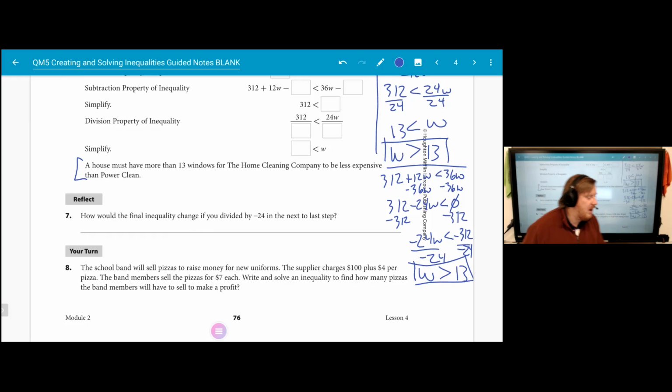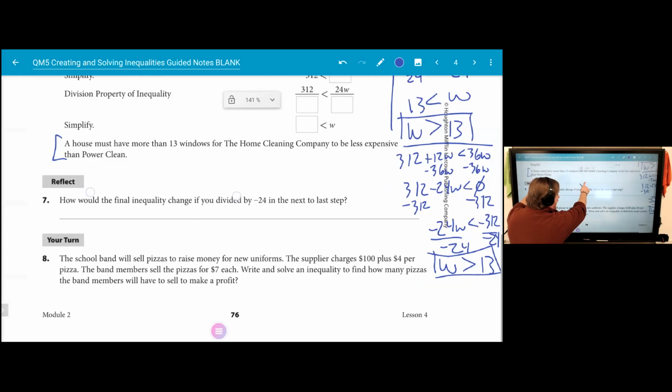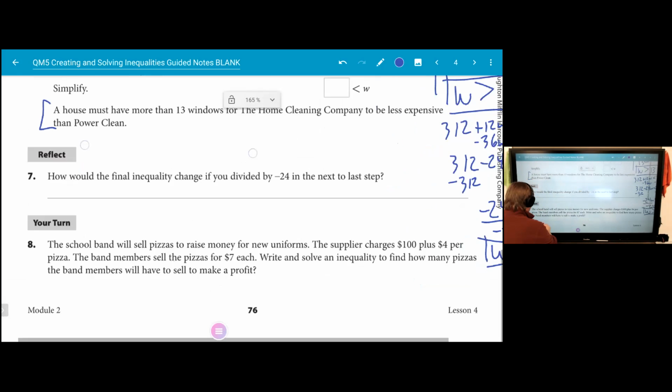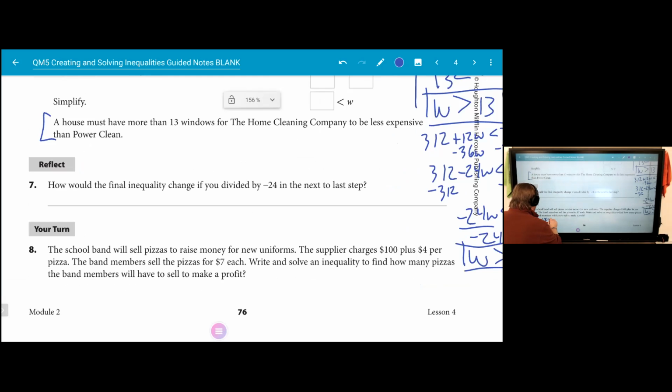Okay, awkward pause over. The school band will sell pizzas to raise money for the new uniforms. The supplier charges $100 plus $4 for every pizza. Now we've got the band members selling pizzas for $7 each. So they make $7 per pizza. Now we've got two different expressions.